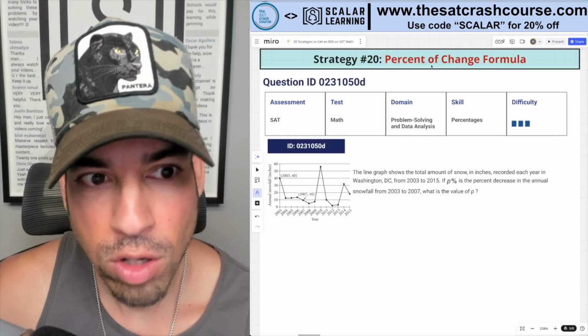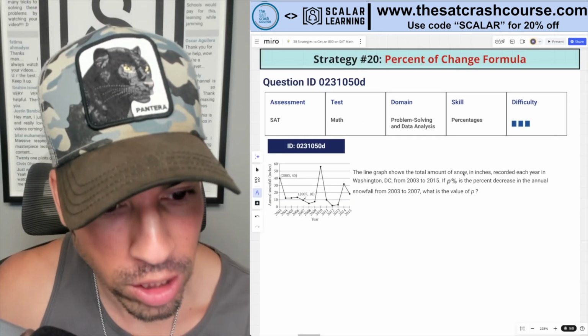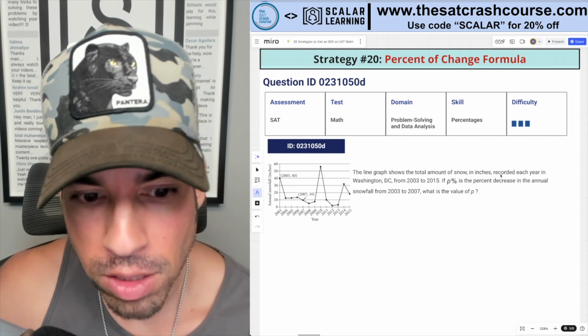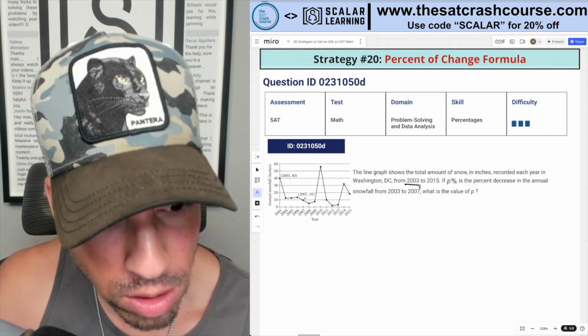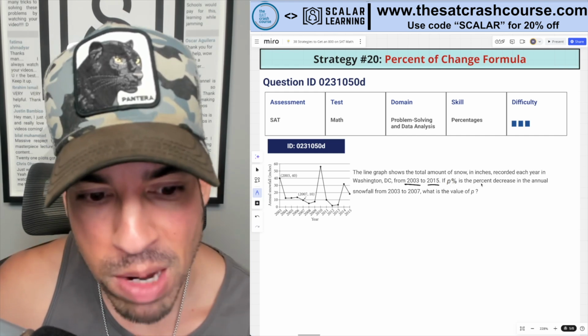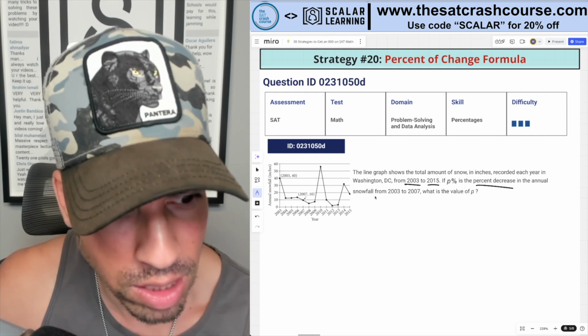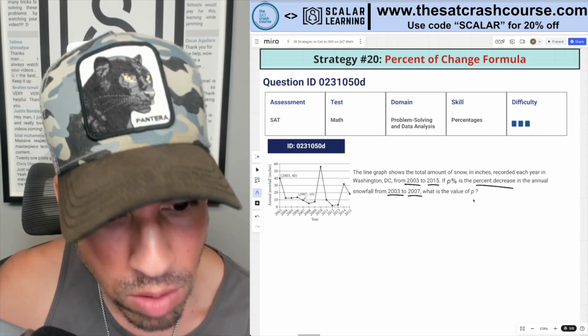Strategy number 20, know your percent of change formula. So check this out. This shows the total amount of snow in inches recorded each year from 2003 to 2015. If P% is the percent decrease in the annual snowfall from here to here, what is the value of P?